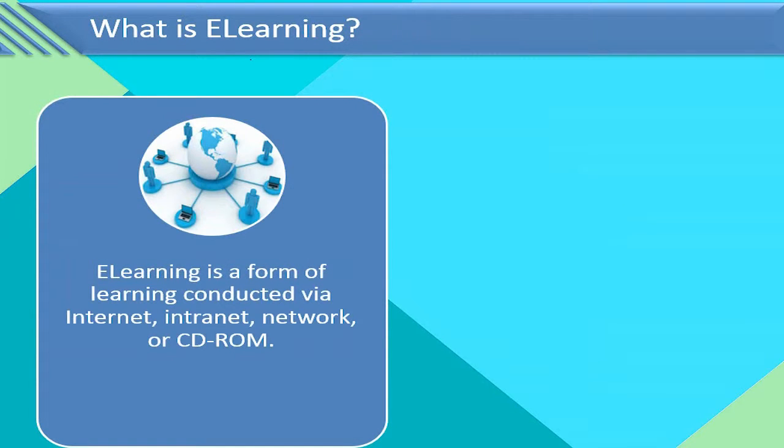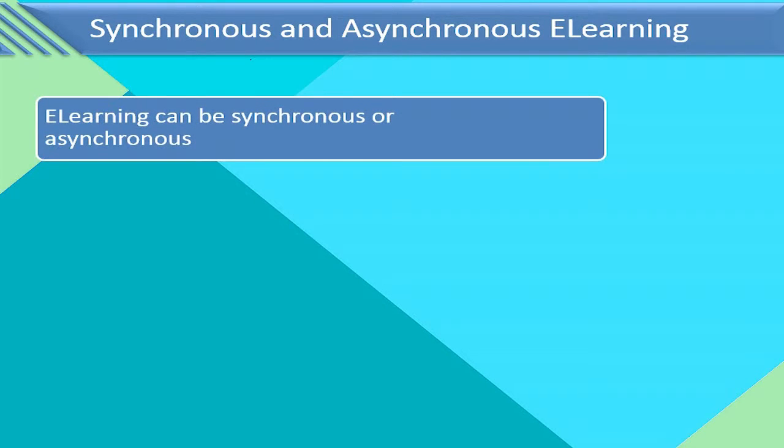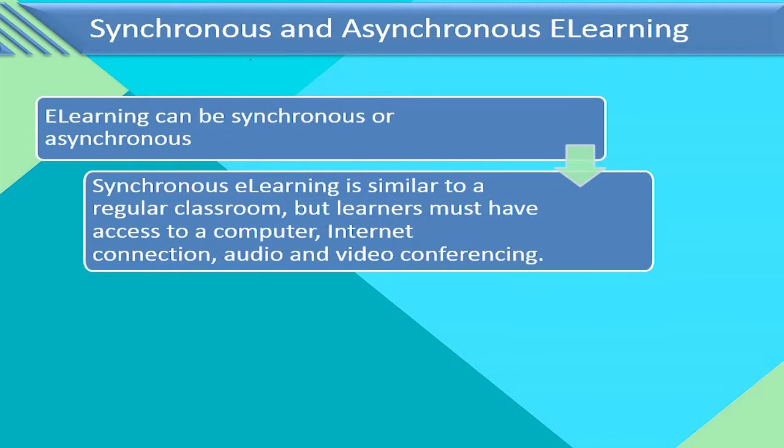E-learning is a form of learning conducted via internet, intranet, network, or CD-ROM. Successful e-learning courses are interactive, energetic, dynamic, and appealing to the learner's auditory, visual, and tactile senses. E-learning can be synchronous or asynchronous. Synchronous e-learning is done in real time with a live instructor.